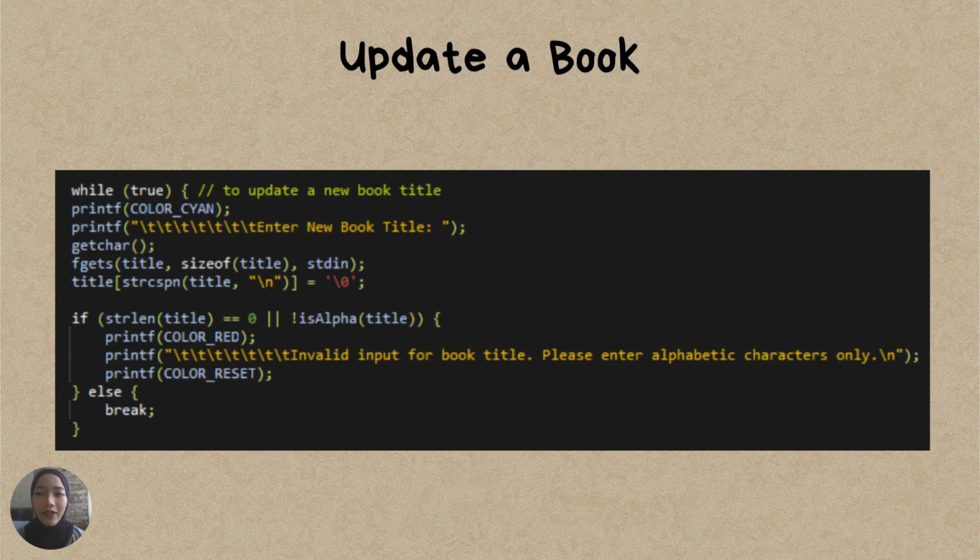It then uses fgets to read a line of text from the user's input and store it in the title variable. The sizeof title argument specifies the maximum number of characters to read. The code then checks the length of the title string using strlen(title). If the length is 0 or if the isAlpha function returns false for the title, it means that the input is invalid. In this case, the code prints an error message in red color and informs the user to enter alphabetic characters only for the book title.